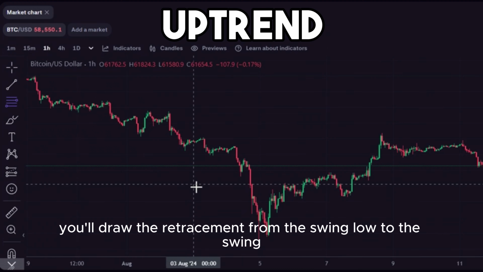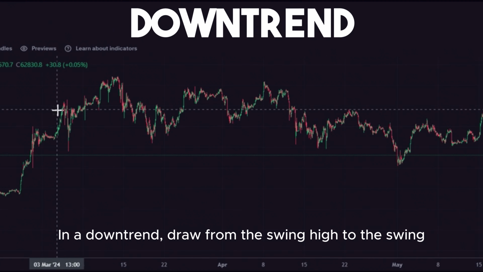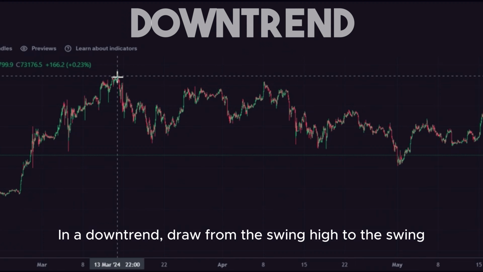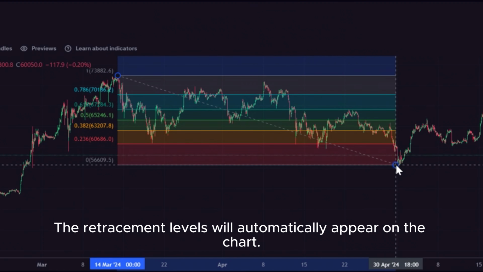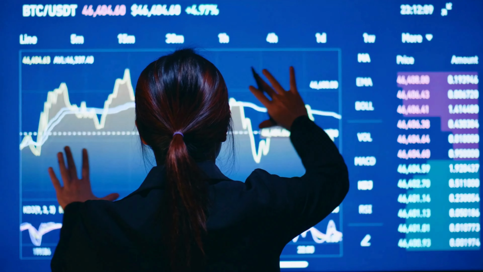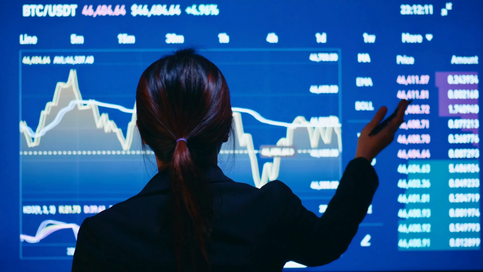In an uptrend, you'll draw the retracement from the swing low to the swing high. In a downtrend, draw it from the swing high to the swing low. The retracement levels will automatically appear on the chart. Now that you know how to draw Fibonacci retracements, let's talk about how to interpret these levels.